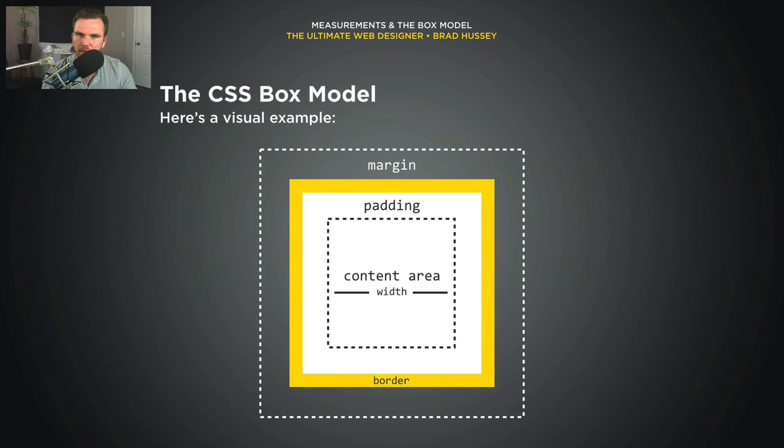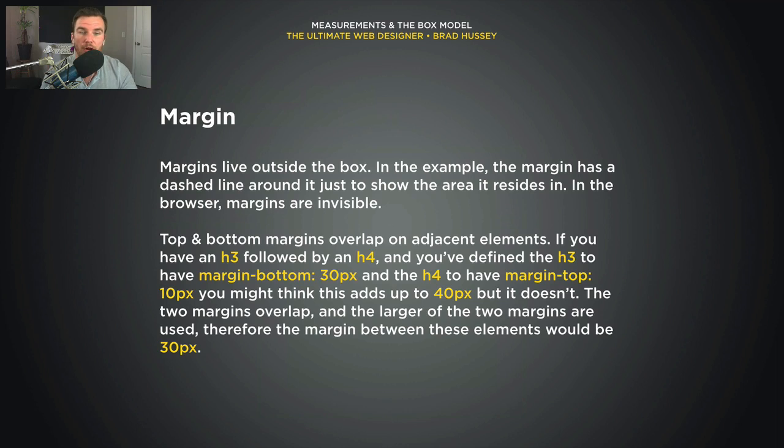Here's a visual example of the CSS box model. So we have in the center the content area. This would be the element itself. Let's just say a div tag. It has a width, and then outside of that dotted line you have padding, and then you have a border, and then the margin outside of the box. Margins live outside the box, like I just said, and in the example the margin has a dashed line around it just to show the area that it resides in.